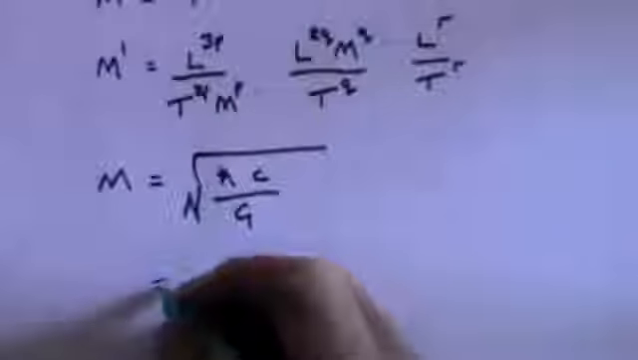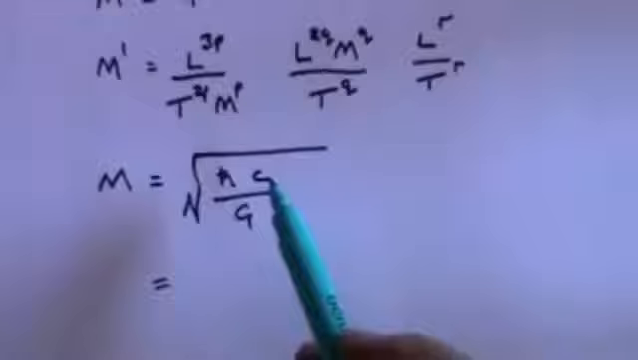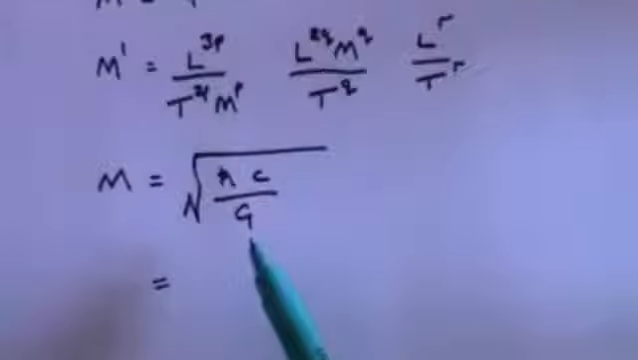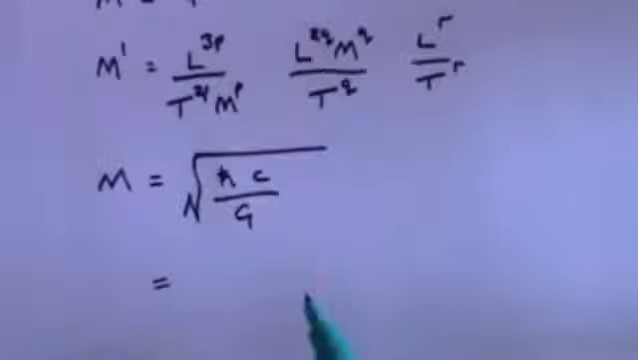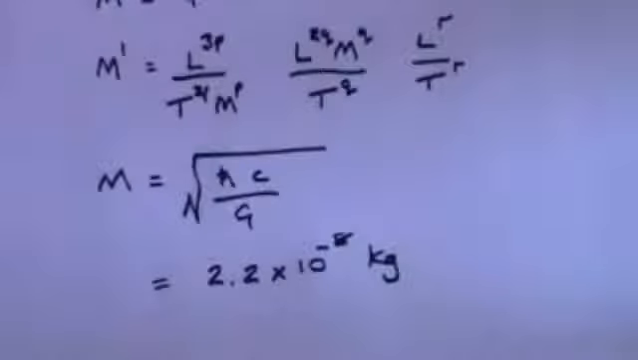And if you actually put in the actual values here, that's 6 times 10 to the minus 34 times 3 times 10 to the 8 divided by 6 times 10 to the minus 11 and take the square root, you will find that you will get 2.2 times 10 to the minus 8 kilograms. So the Planck mass, the mass that you get if you use the 3 basic fundamental constants of nature, is 2.2 times 10 to the minus 8 kilograms.